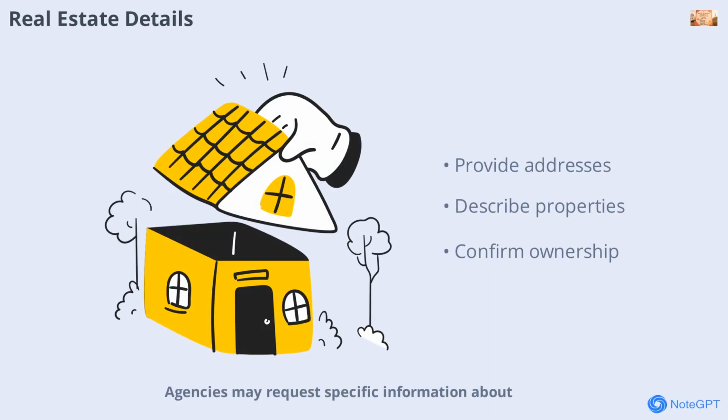Agencies may request specific information about the real estate involved in your operation. Be ready to provide addresses, property descriptions, and ownership details. Accurate real estate information is essential for eligibility and loan approval.